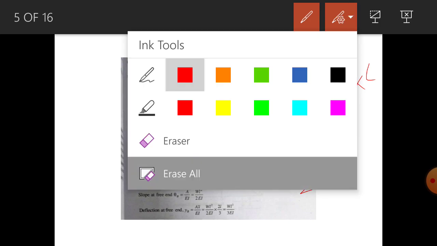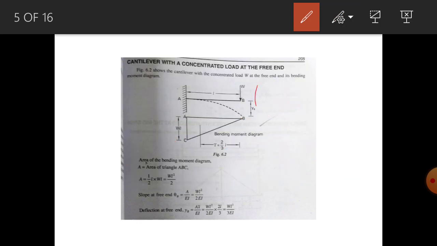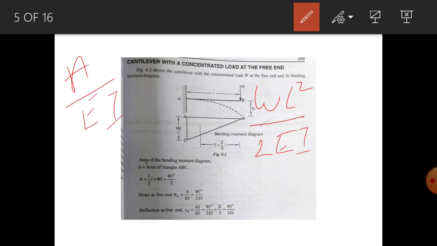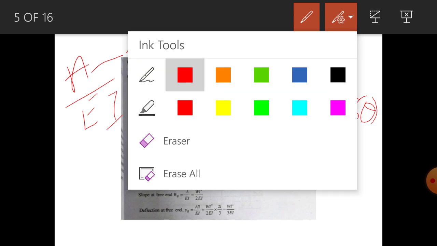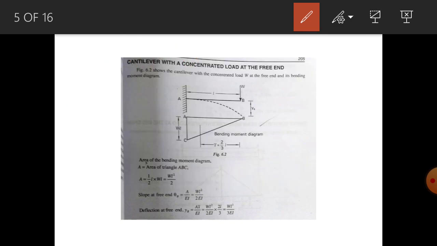So what will be the formula for the slope? It is WL square by 2 EI. Because the area of the bending moment diagram upon EI will give you the slope, that is theta, right? This is how you get the formula.